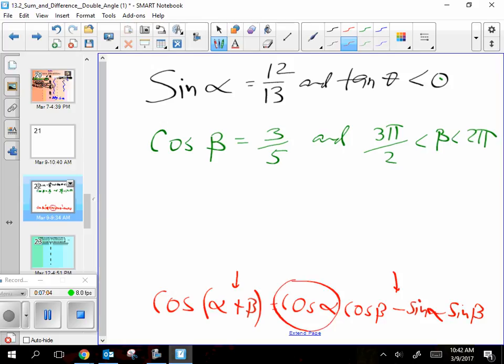Okay, so to do this, I obviously need to know what cosine of alpha is. I didn't tell you that. I told you what sine of alpha was. That actually will come in handy. 12/13 goes right there, right? Because sine of alpha is going to be asked for later. But I need to find cosine of alpha.